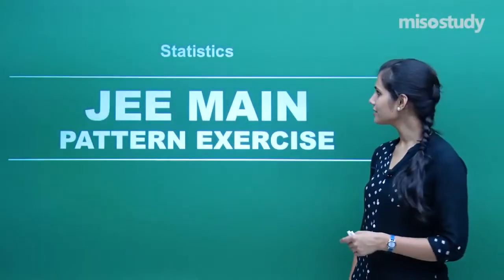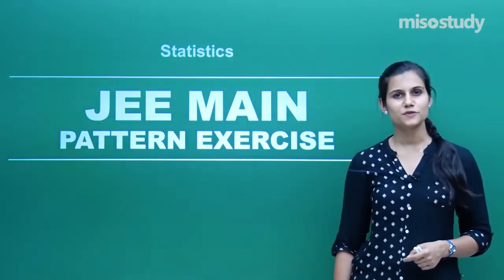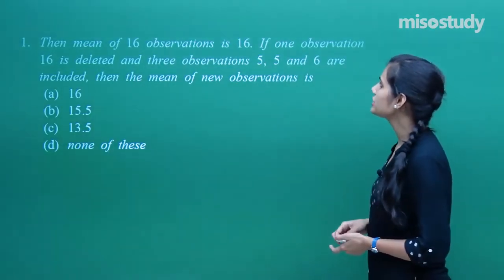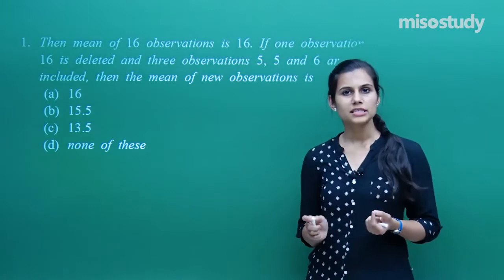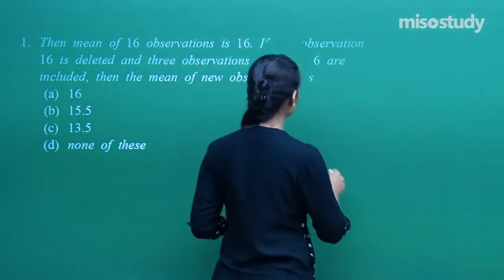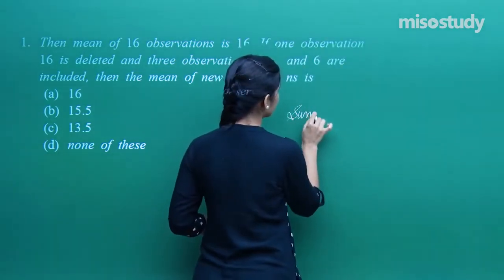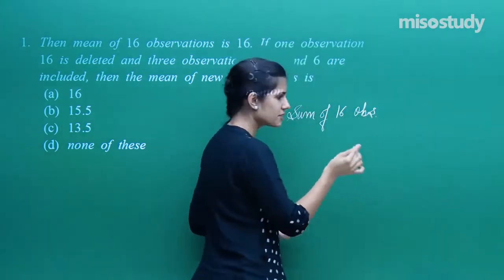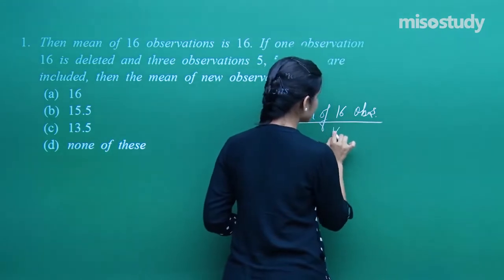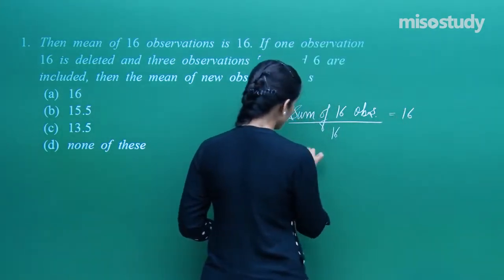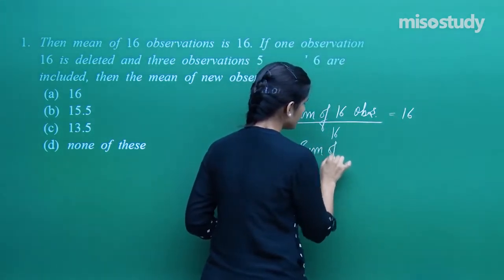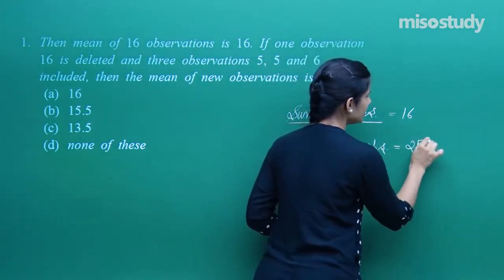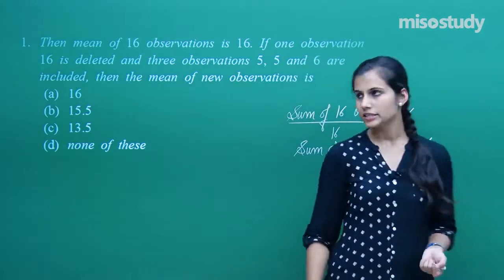So guys, now let's start discussing the JEE main pattern exercises for statistics. The first question says that the mean of 16 observations is 16. When I say mean of 16 observations is 16, it's very simple. It means the sum of 16 observations, whole upon 16, is 16. That means the sum of those 16 observations is equal to 16 into 16, which is 256.